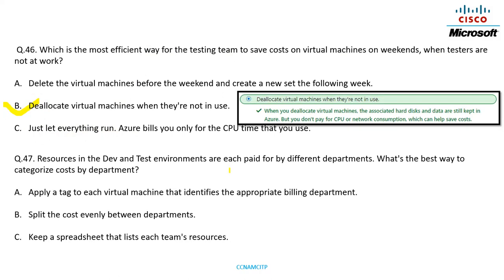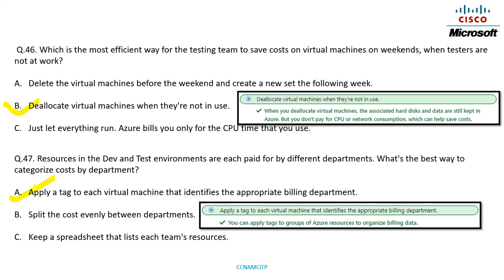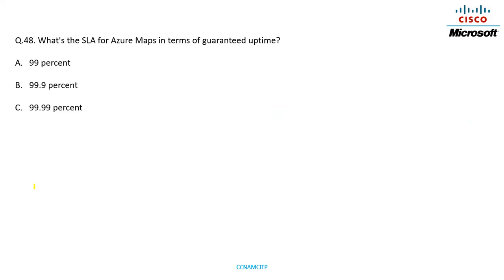Okay. Next question, resources in the development and test environment are each paid for by different departments. What is the best way to categorize cost by department? So what you can do, you can use tags. Apply a tag to each virtual machine that identifies the appropriate billing department.